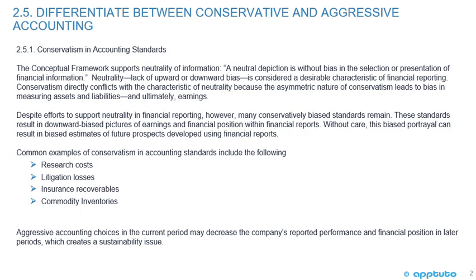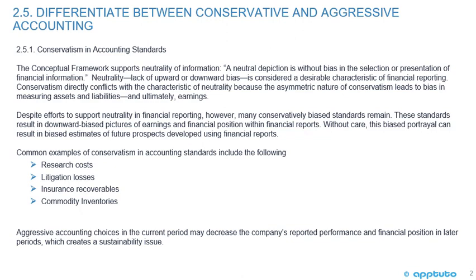A neutral depiction is without bias in the selection or presentation of financial information. Neutrality, lack of upward or downward bias, is considered a desirable characteristic of financial reporting. Conservatism directly conflicts with the characteristic of neutrality because the asymmetric nature of conservatism leads to bias in measuring assets and liabilities and ultimately earnings.